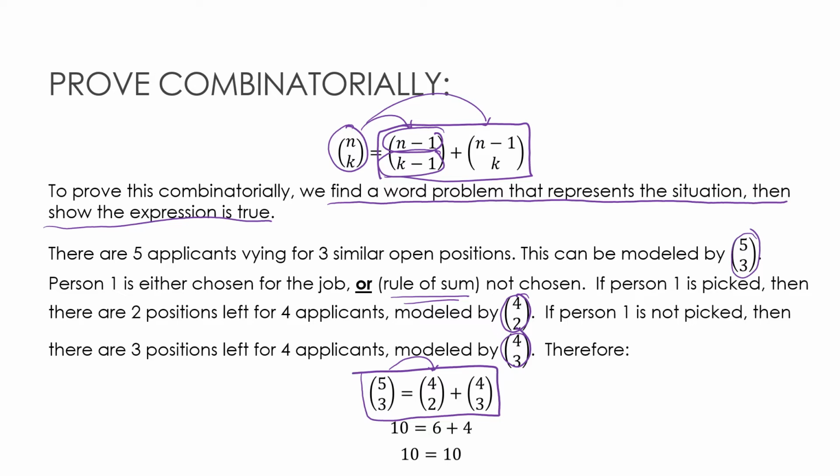So in my story problem, that seems to make sense. If person 1 is chosen, then there's only 2 positions left for the 4 people left over. If person 1 is not chosen, there's 3 positions left for the 4 people left over. So if I do 5 choose 3, again, you can use your calculator for that, I get 10. 4 choose 2 is 6. 4 choose 3 is 4. Notice 10 equals 10, so I've proven this combinatorially.